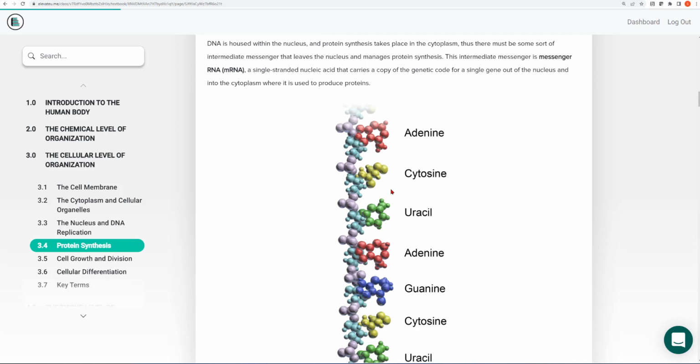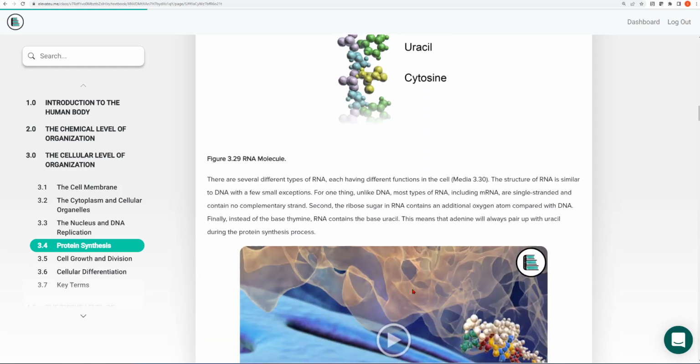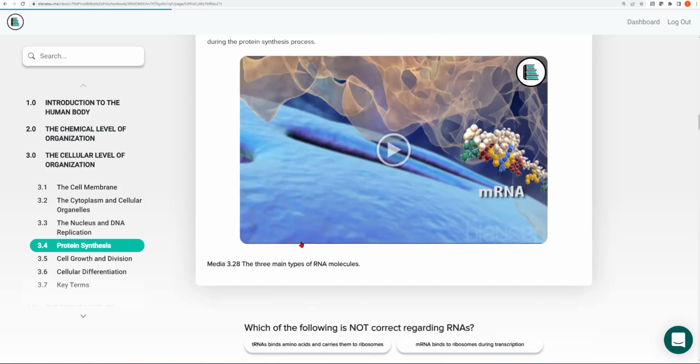And here we're just seeing a graphic of an RNA molecule. You're not responsible for recognizing this, but we see a single strand of bases, and we see the presence of uracil. So again, wherever you see uracil, you know that it's an RNA molecule. It turns out that there are a number of different kinds of RNA. I'll show you a table for this in a few minutes. And this video goes through those three main types of RNA.